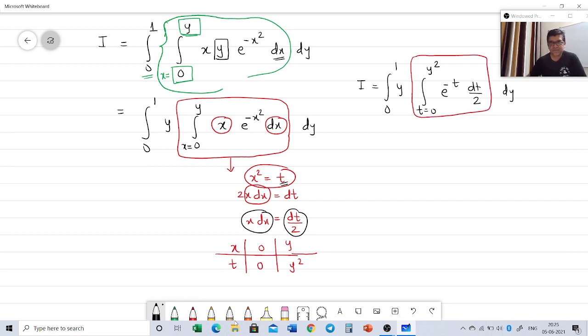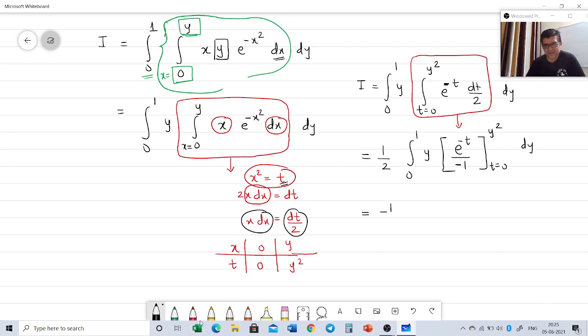All right, so here this 1 by 2, dt upon 2, which is 1 by 2, I can totally keep it outside. So this will be integral 0 to 1 y. Right, now this integral would be what? It would be e raised to minus t divided by coefficient of t, which is minus 1. So it is divided by minus 1, and the limits are from t equals to 0 to y square dy.